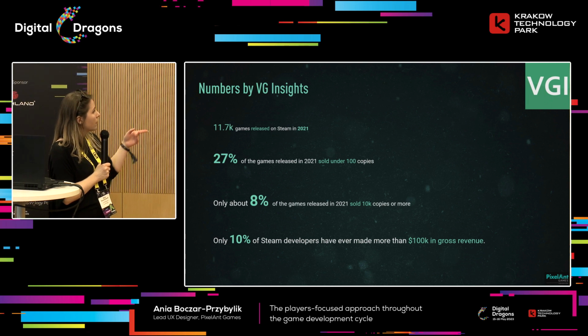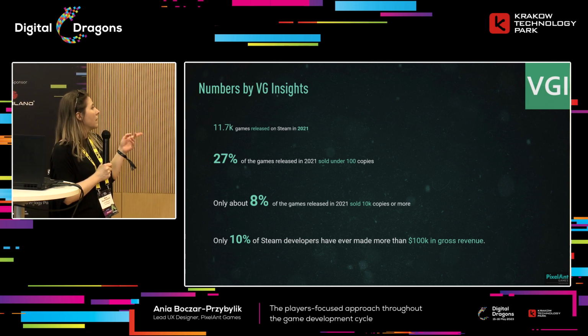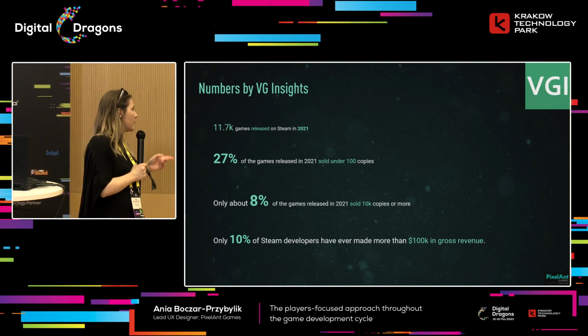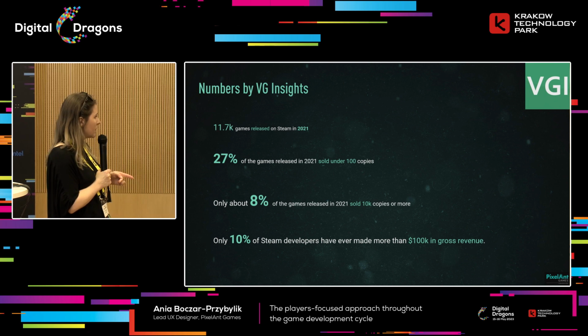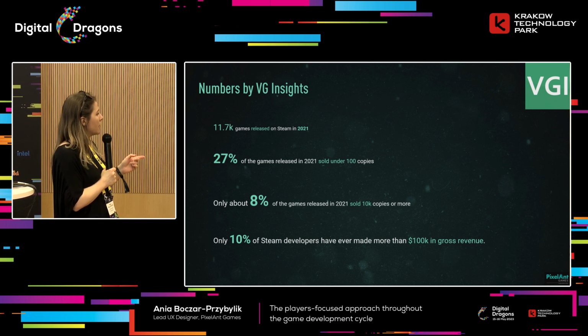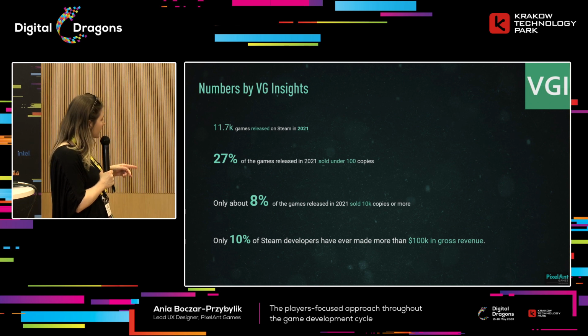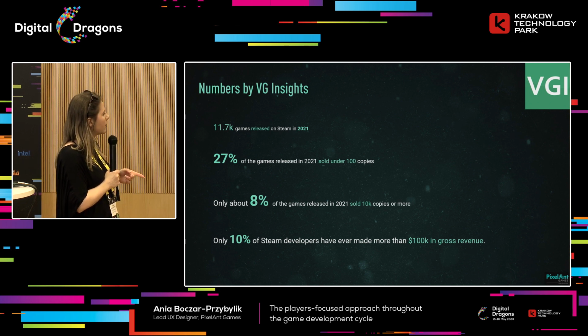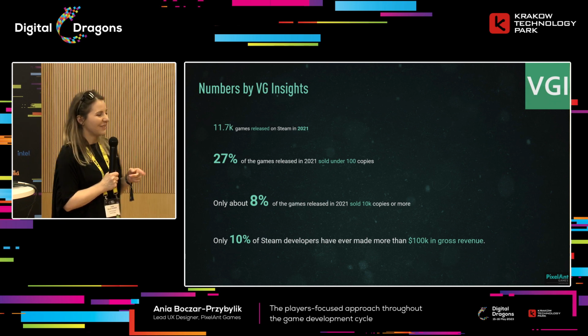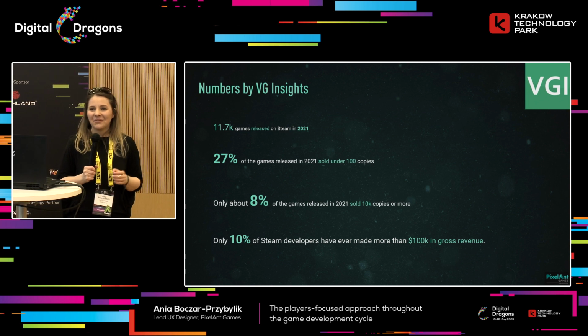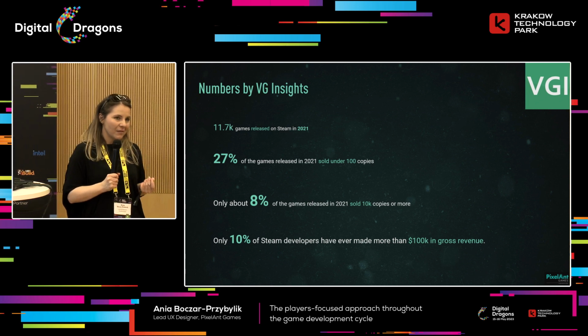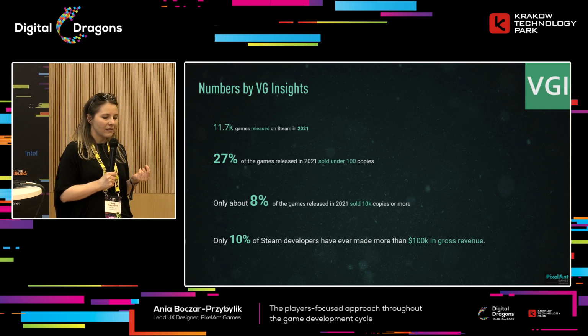So in 2021 alone, there were 11,000 games released. 27% of these games sold under 100 copies, which is pretty daunting, I think. Only about 8% of the games that were released during this year sold over 10,000 copies. And only 10% of Steam developers have ever made more than $100,000 in gross revenue.